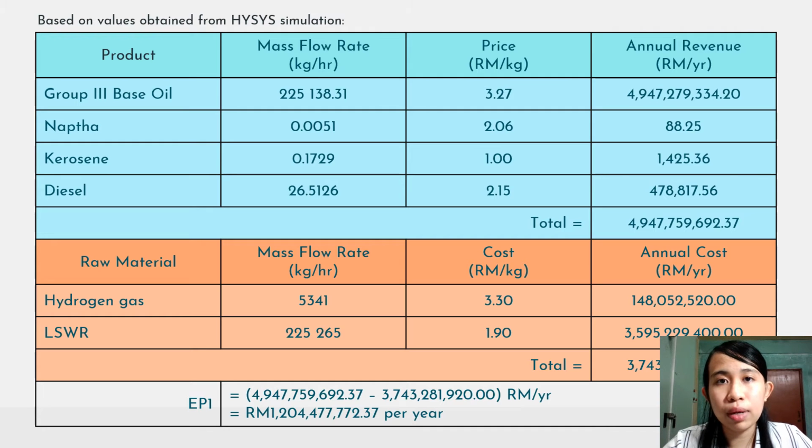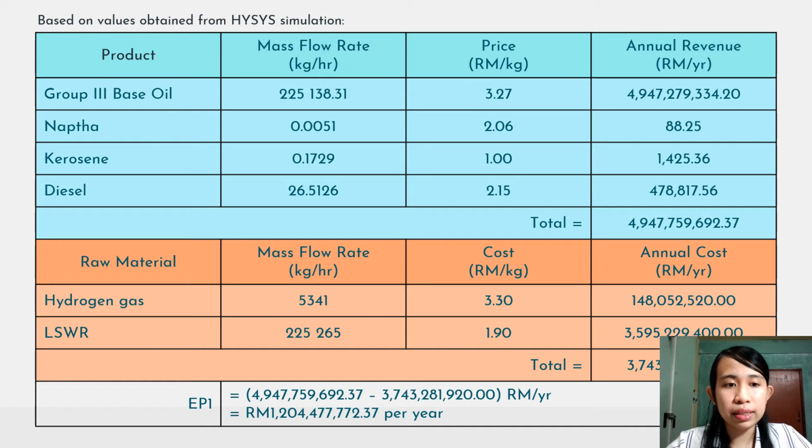So apart from the main product, which is group 3 base oil, there are also other products that come from the fractionation column, such as naphtha, kerosene, and diesel, which can also be sold to get more revenue. Based on the calculation, our annual revenue would reach almost 5 billion ringgit per year.